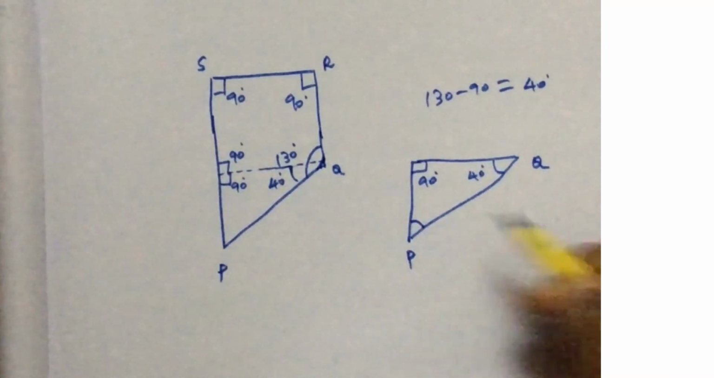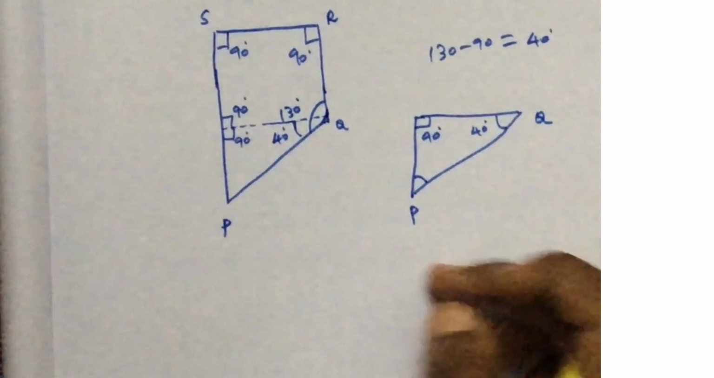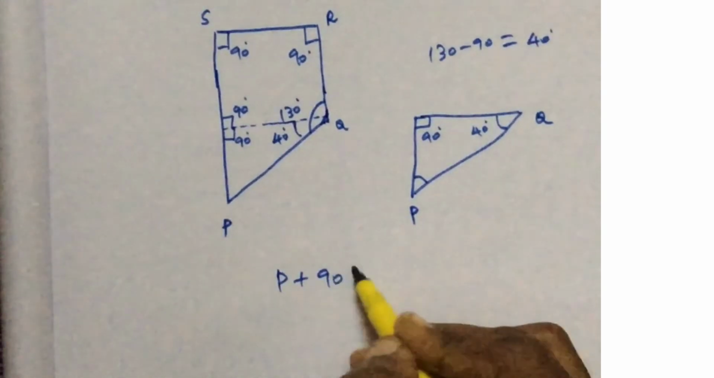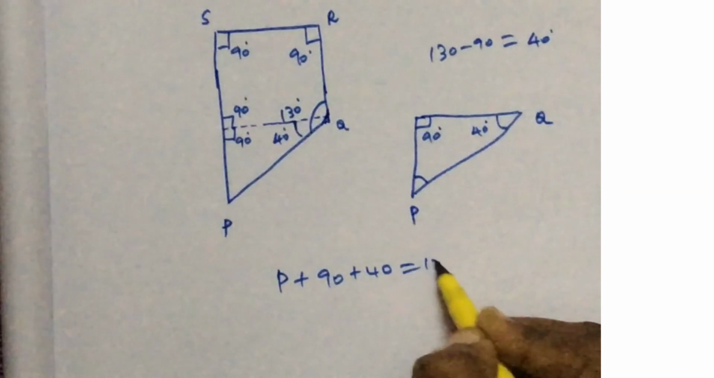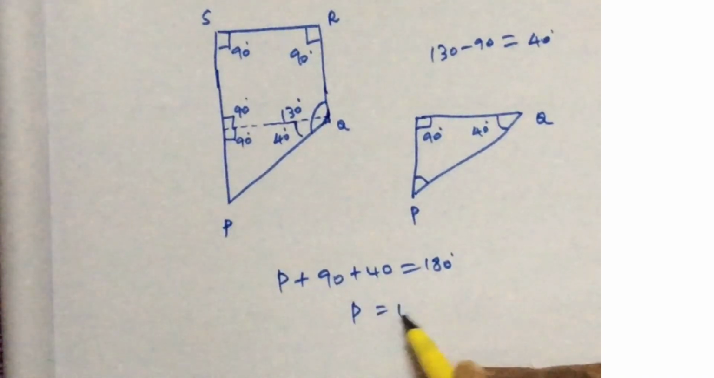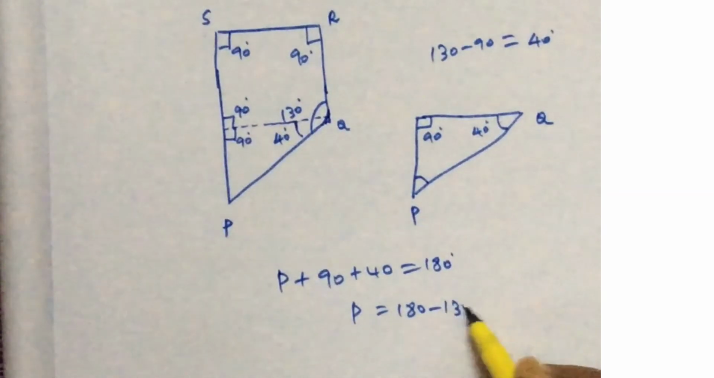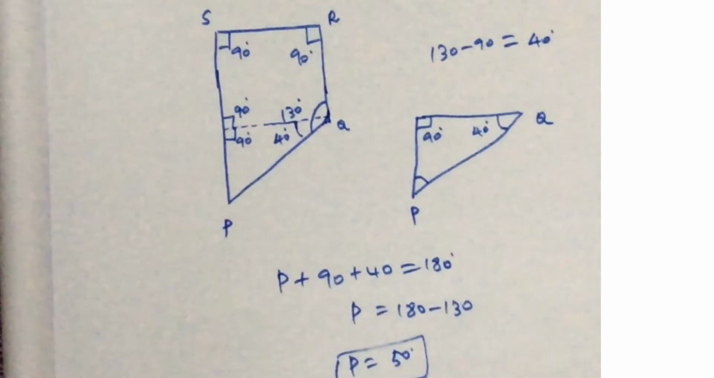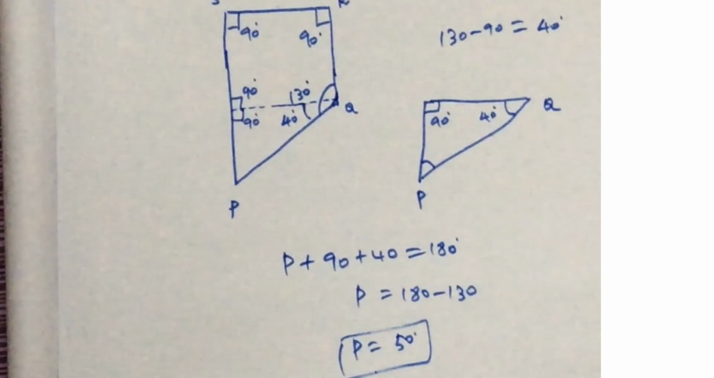So how to find this? We know that in a triangle, if you sum up the angles, it should give 180. So P plus 90 plus 40 should give 180. This is 130. 180 minus 130, so P equals 50. This is another way of finding P.